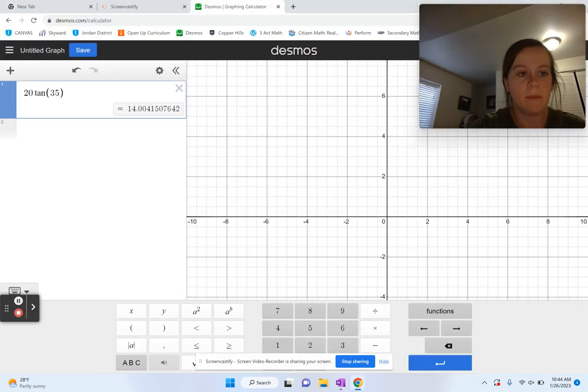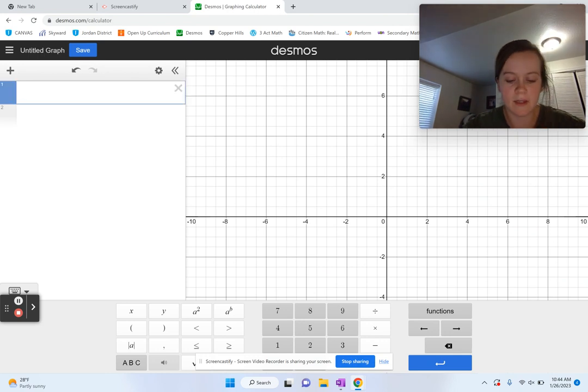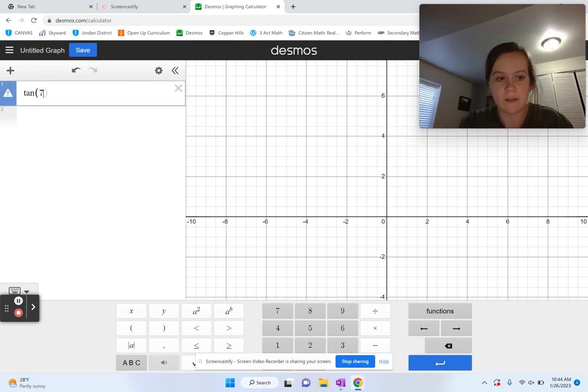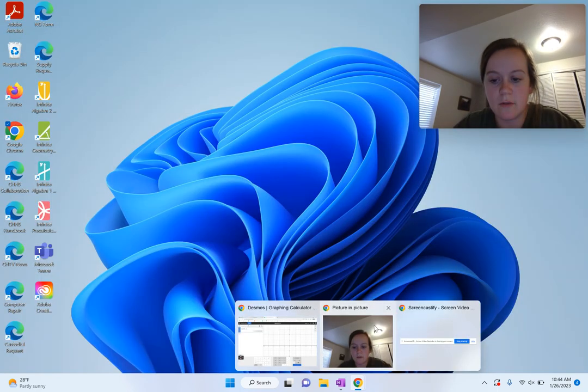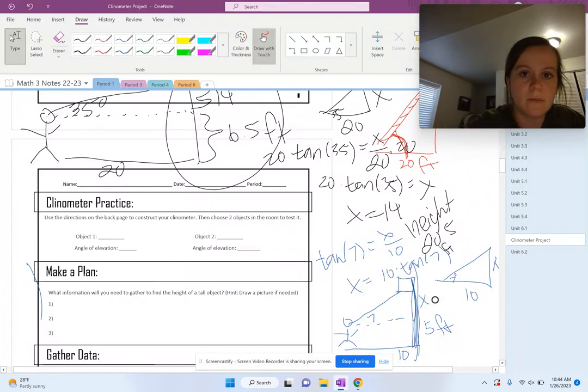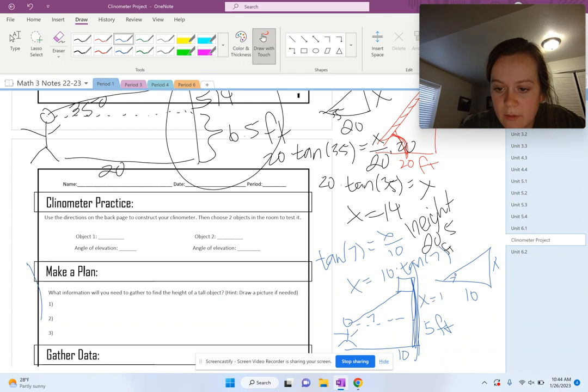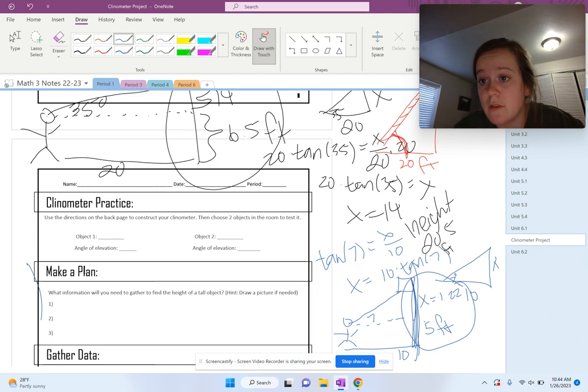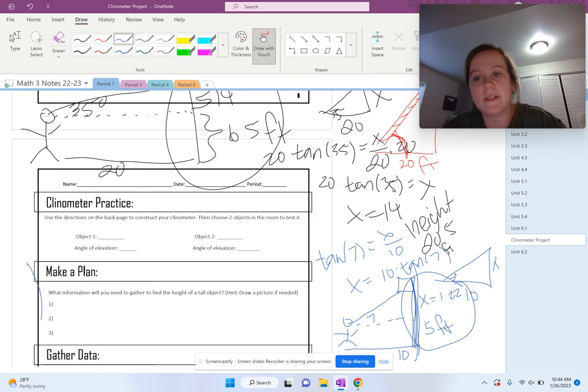I'm going to come over here and plug it in. Tangent of 7 times 10 is 1.22. So that means x equals 1.22. And that means the projector is 5 plus 1.22, so 6.22 feet tall, which is not the case. My angle was off because I didn't have the projector to measure, but that's what you're going to do.